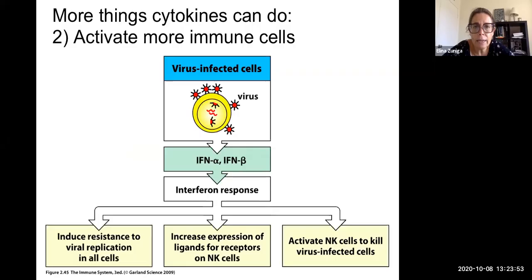And there is another mechanism by which cytokines can alarm, and that is by inducing the activation of other immune cells. An example of that is the production of interferons. We mentioned that type 1 interferons include interferon alpha and interferon beta, and which are the factors that promote the transcription of type 1 interferons.